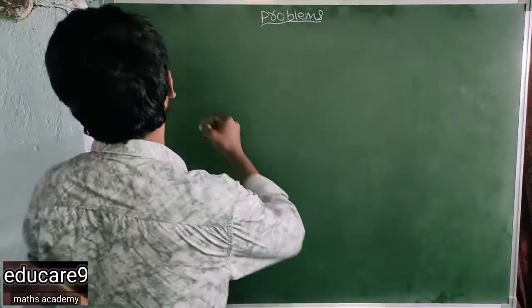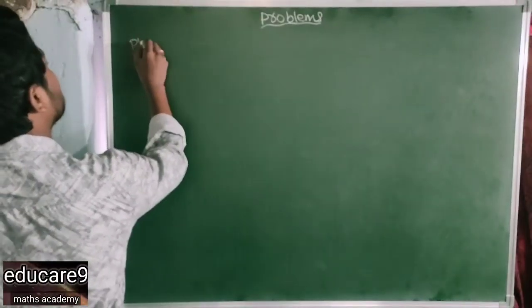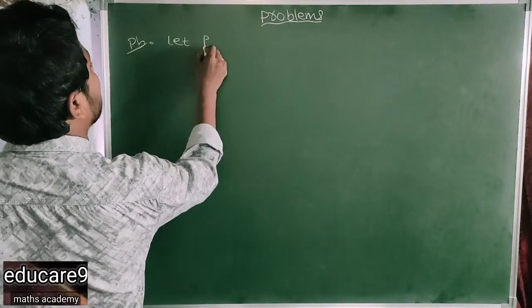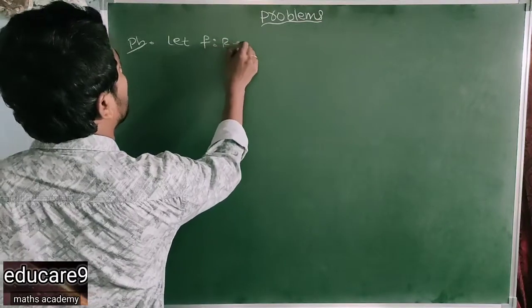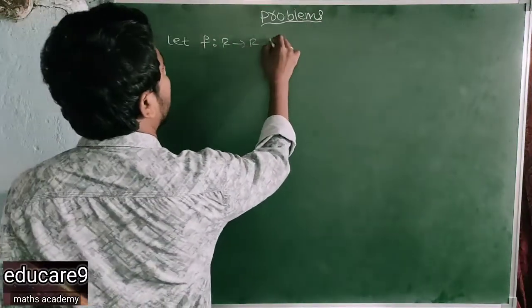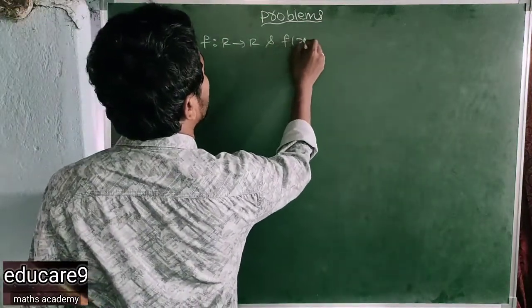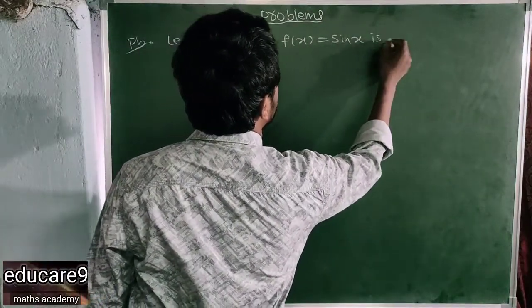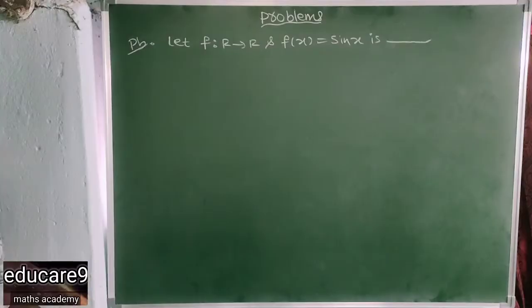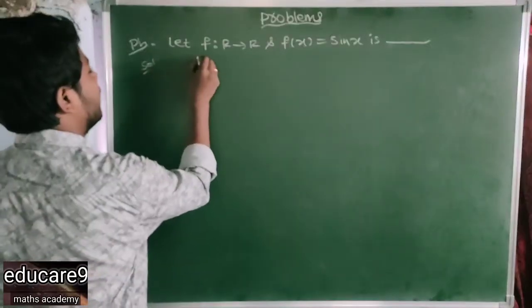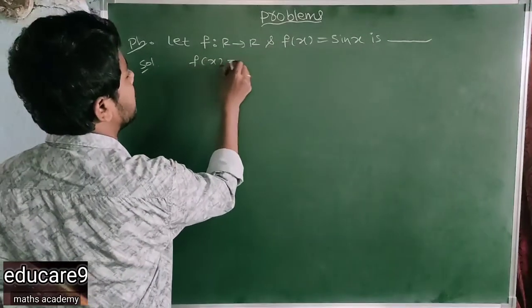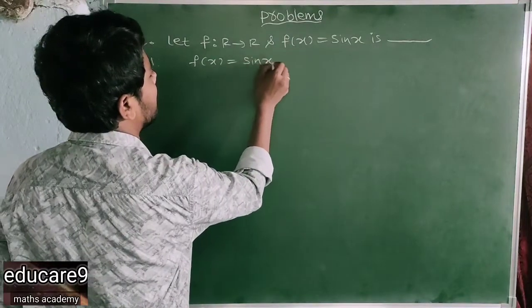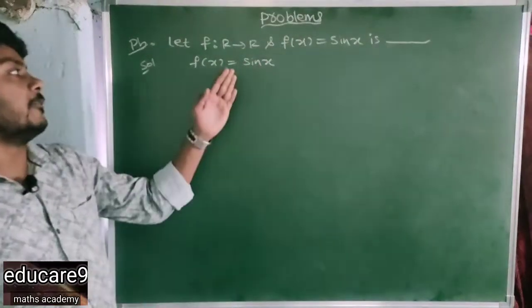See here, first problem. Let f from R to R and f of x is equal to sin x. Given function is f of x is equal to sin x. So now you want to draw the graph of sin x.